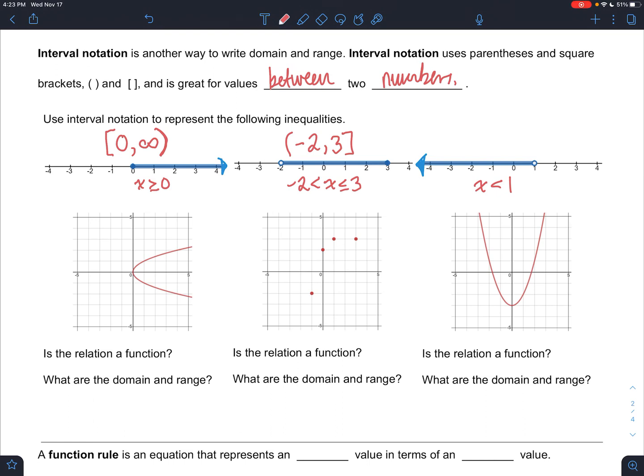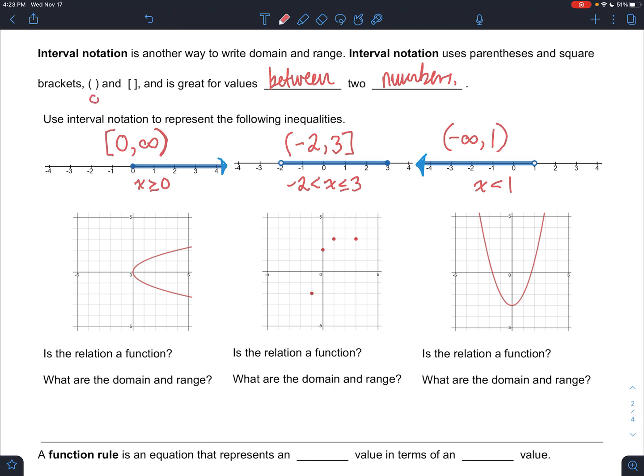And over here, we always do left to right. But we have an arrow on the left. So it's almost like we don't even really know where to start. But it's pointing to negative infinity. It's going to keep going. And then it'll stop at 1 and it will not include 1.